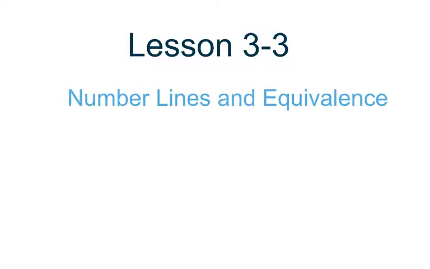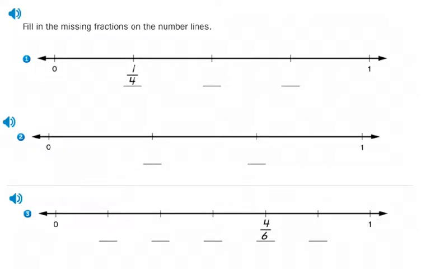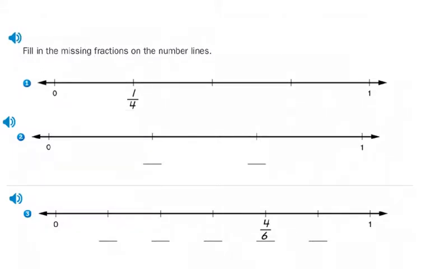Fourth graders, today we're going to work in lesson 3.3, working on number lines and equivalence. Today you will just need your math journal. You do not need your whiteboard today for the lesson. So we're going to go ahead and open up our math journals to page 73. Would you please open your math journal to page 73?